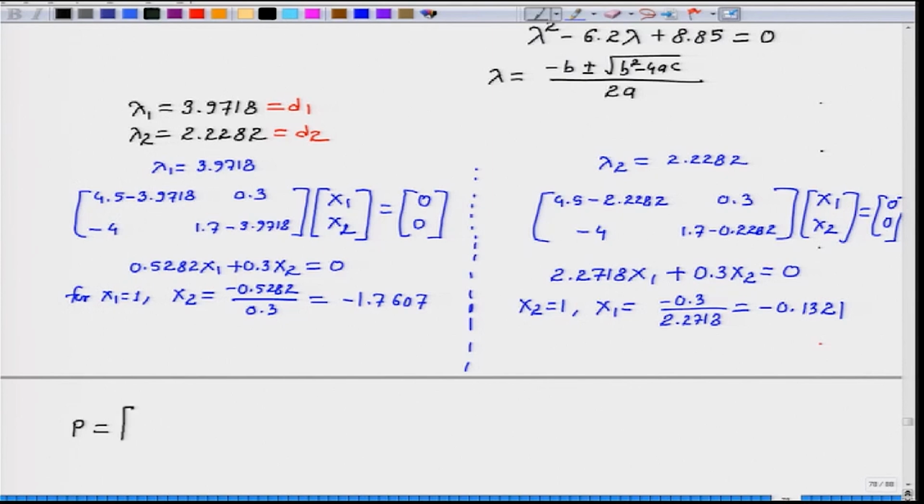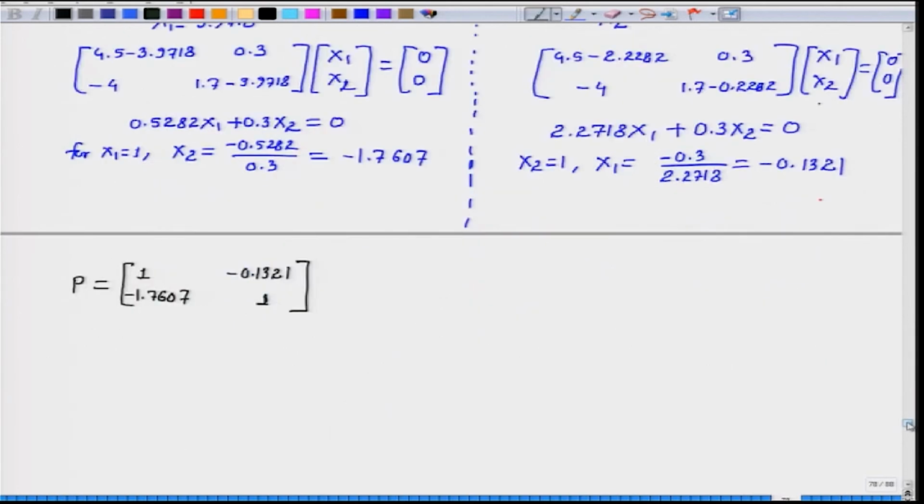So, we have obtained our matrix P here. P comes out to be, as we arrange the eigenvectors column by column, the first eigenvector is 1, minus 1.7607, and the second one is minus 0.1321 and 1.